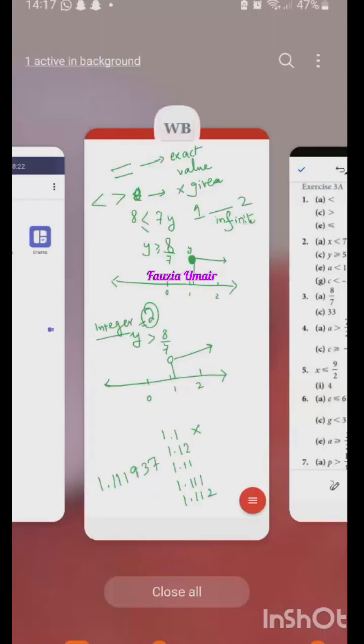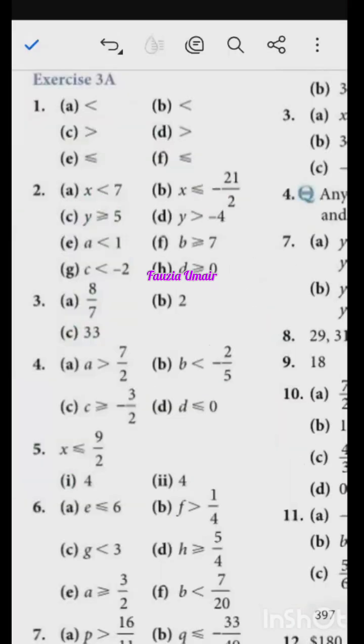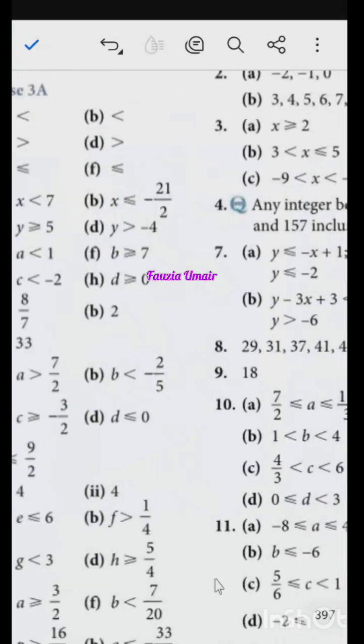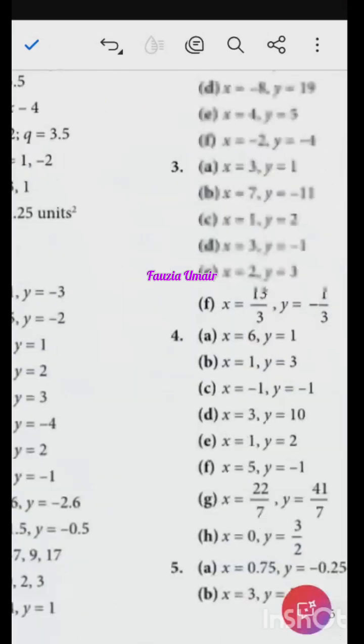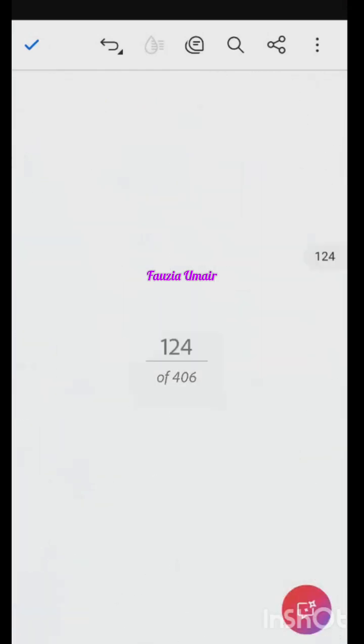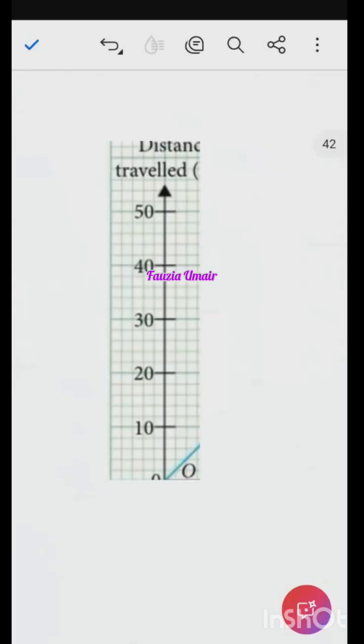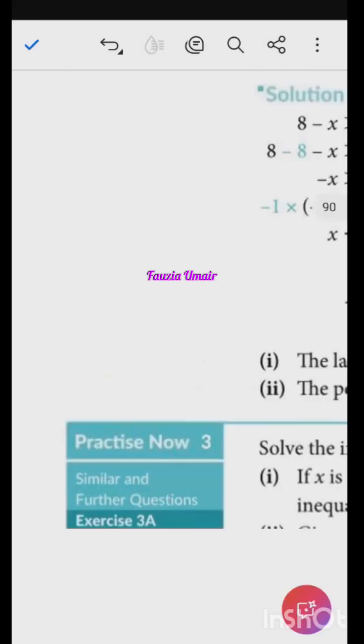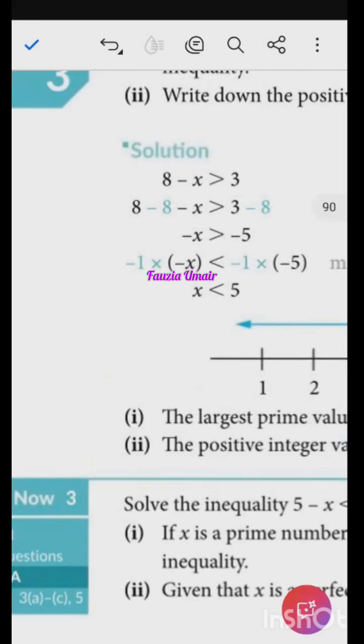33 doesn't satisfy this. You can see the answer is 33. So 33 came because x is less than 35, and the odd value less than 35 is 33. But 33 is not satisfying the equation, because if we put it in, the answer doesn't come out right.